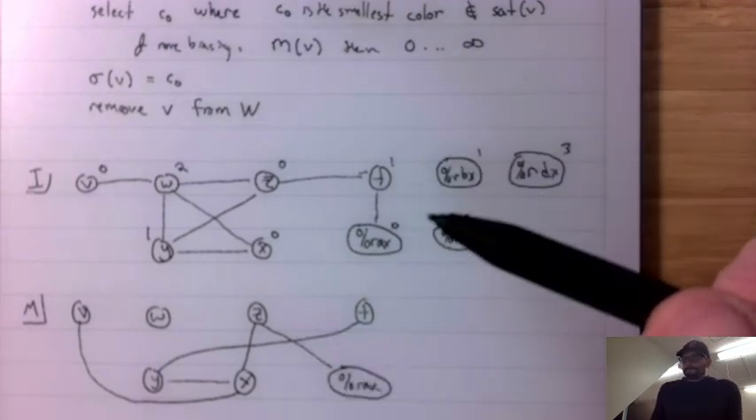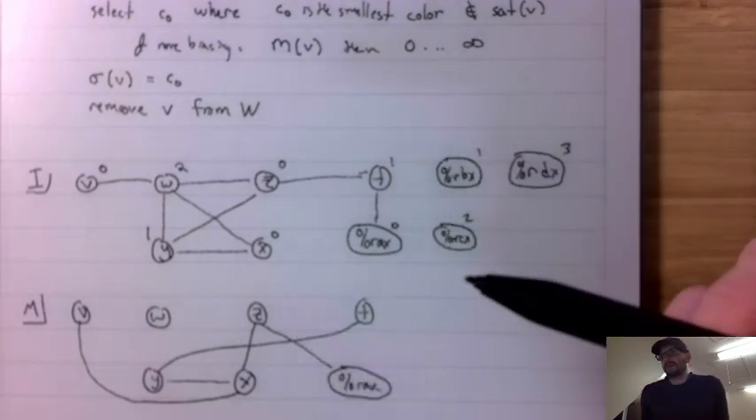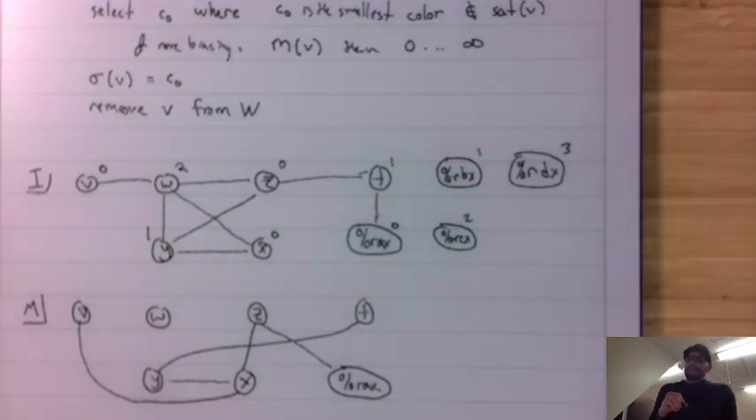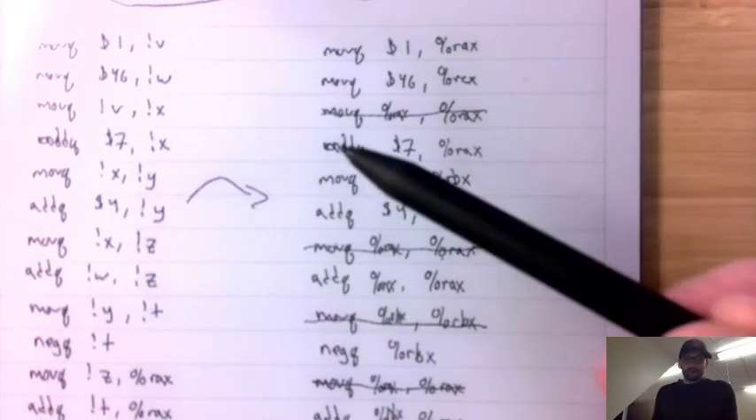Okay, so now what do we do? Well, now all we need to do is we need to take this coloring result and actually apply it to our program to be able to do this. And that's what we'll talk about next time.